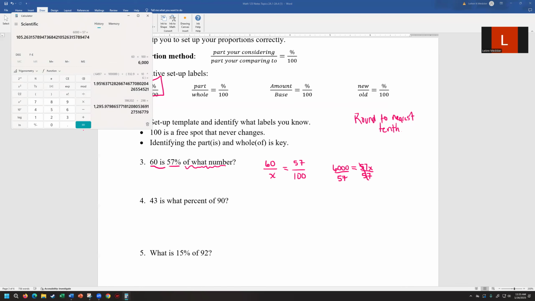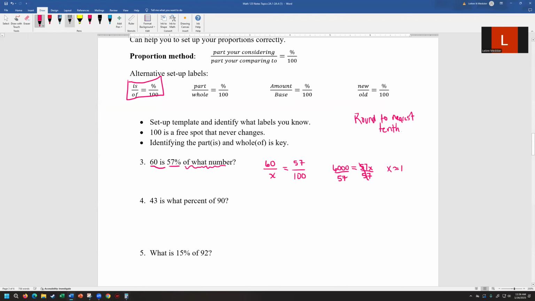I believe we will need to round this one. Yeah, this would be 105.3 because we have a 2 in the tenth place, but there's a 6 behind it. So x is approximately 105.3. So if you reread that sentence now, you can say the number 60 is about 57% of 105.3. Okay, so a little over halfway to this number.